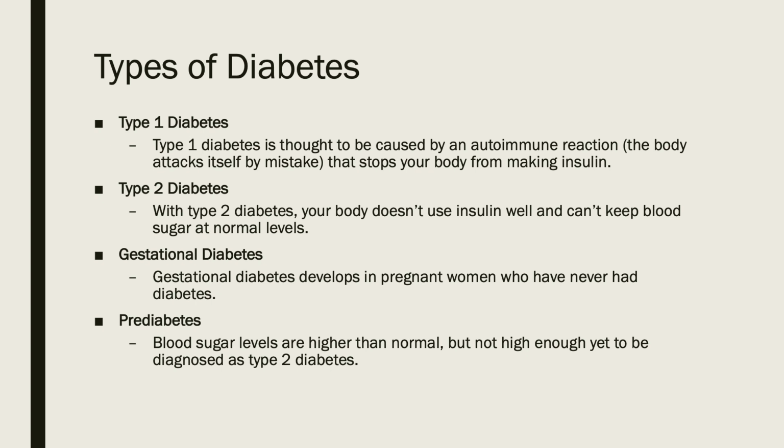Type 2 is the diabetes that we can control. With type 2 diabetes, your body doesn't use the insulin well and can't keep your blood sugar at a normal level. There's gestational diabetes, this is when you develop diabetes when you're pregnant. You only have diabetes when you're pregnant. Prediabetes, this is when your blood sugar levels are higher than normal, but they're not high enough to consider you a diabetic yet.